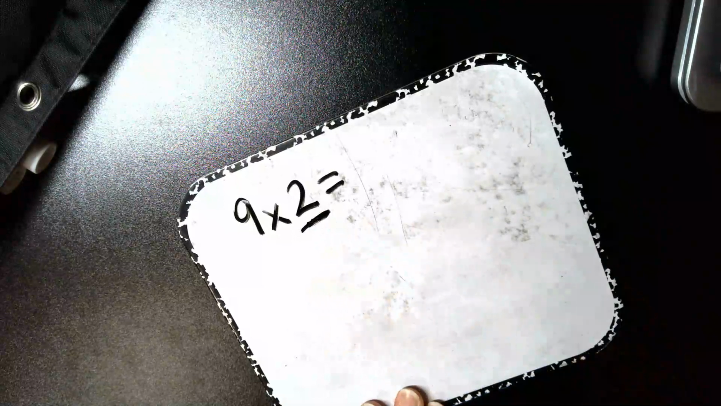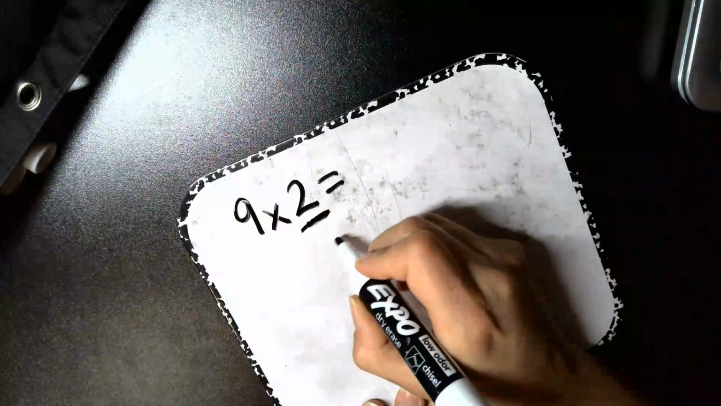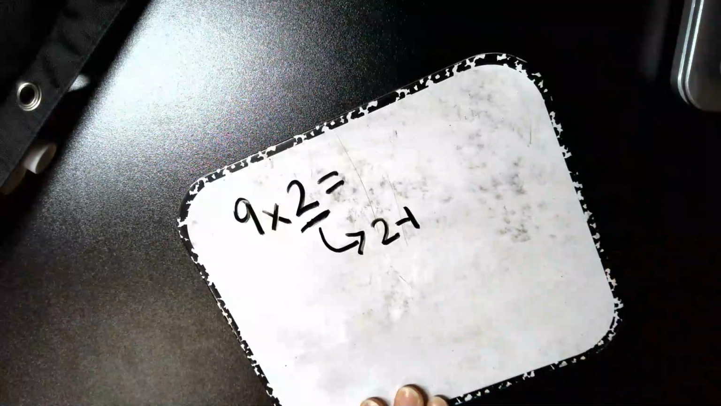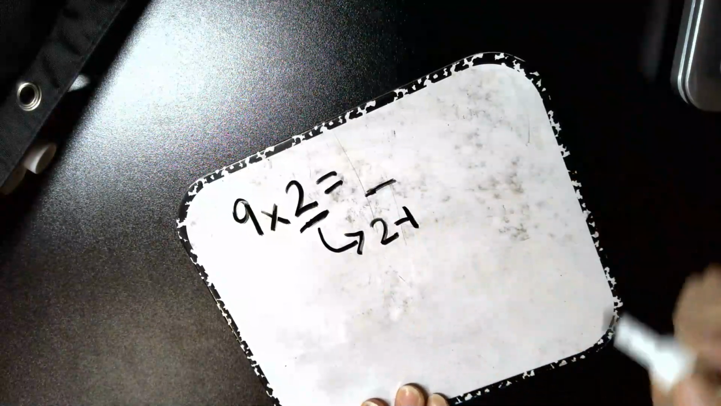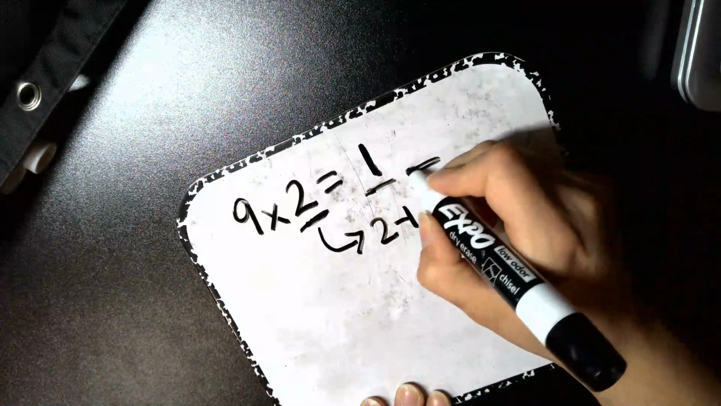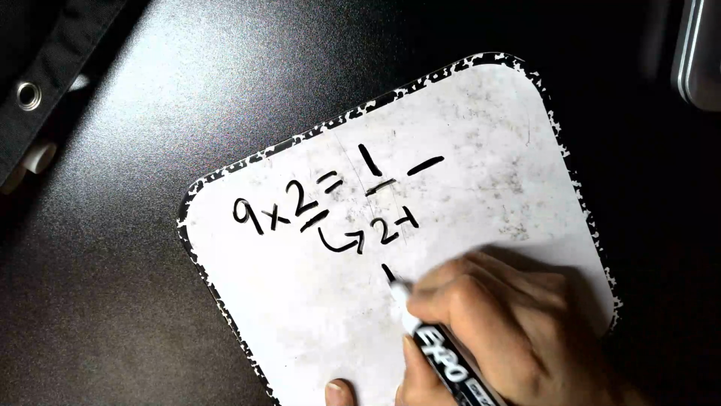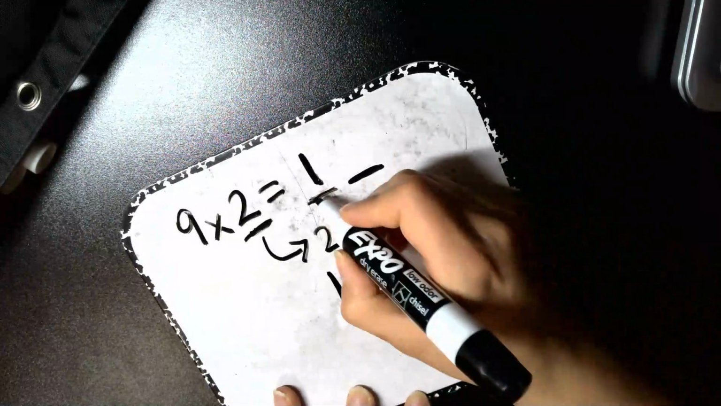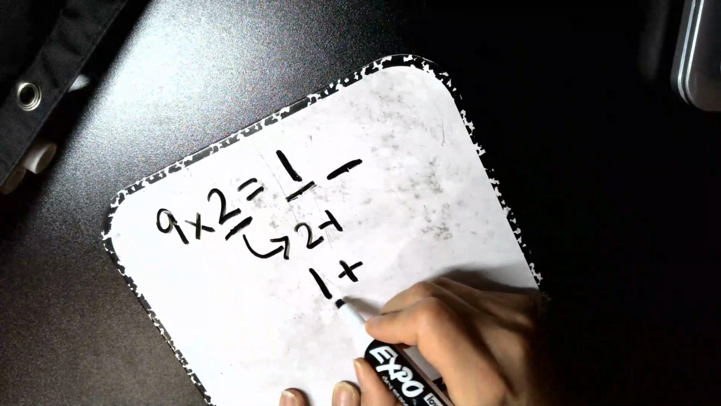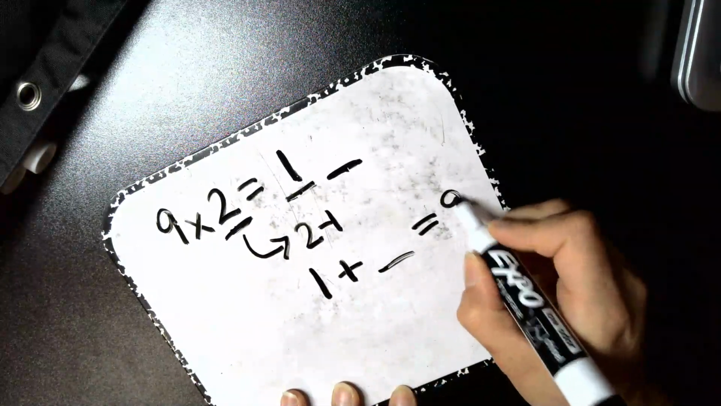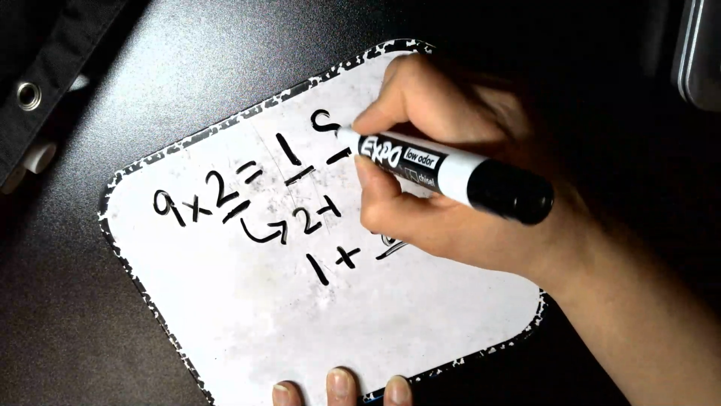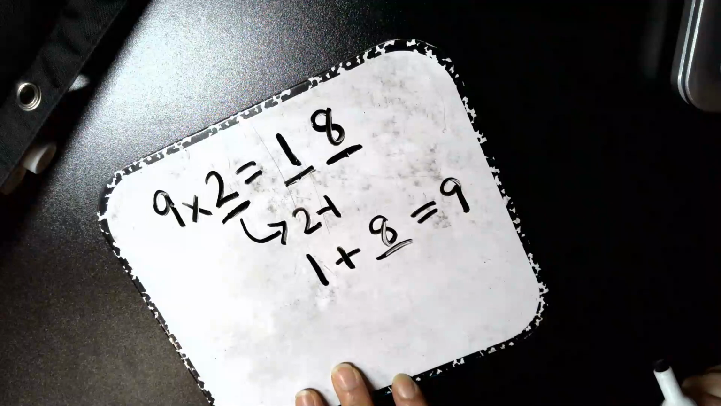This is the number that's being multiplied by 9. So we subtract 1 from it. We do 2 minus 1, and that gives us our first digit here. So 2 minus 1 is 1. Okay? Now for our second digit, we have to say 1 plus, because that's the one number that we have here, and these two digits should equal 9 when we add them. So we have 1 plus blank equals 9. Okay? And we know that that's 8. So then this is 18.